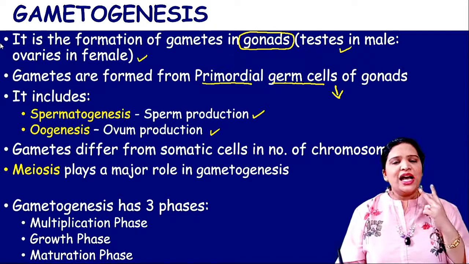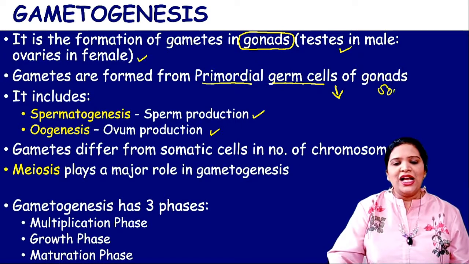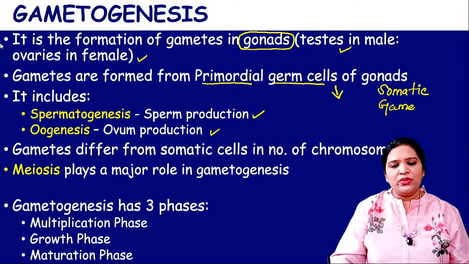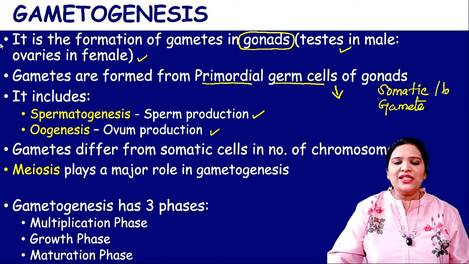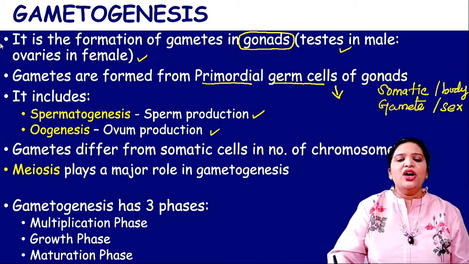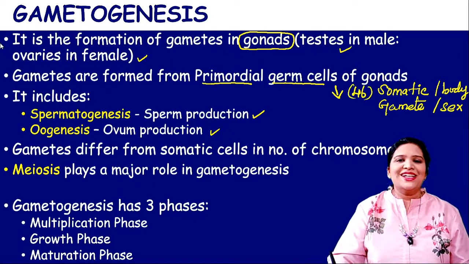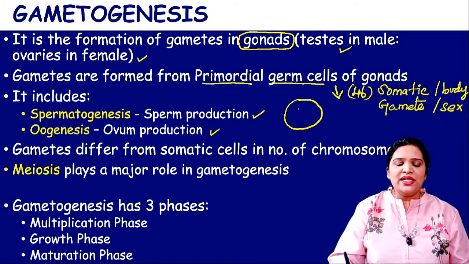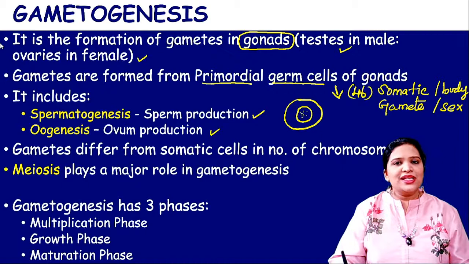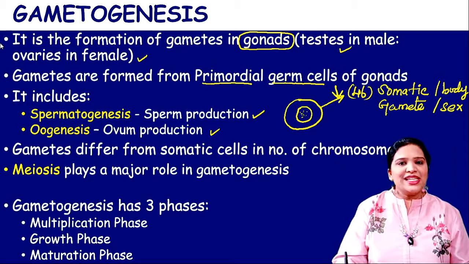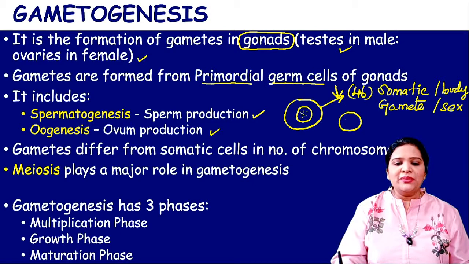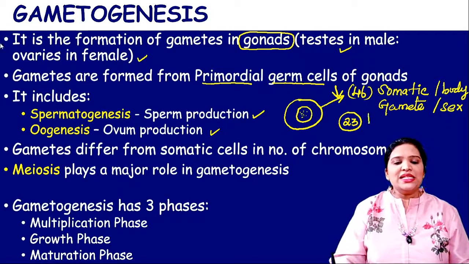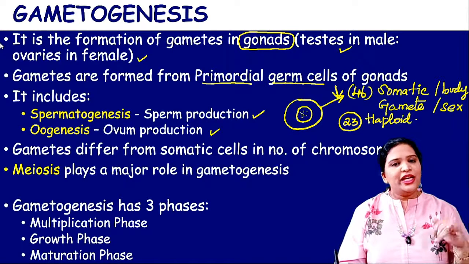See, in our bodies we have two types of cells. One set of cells is called somatic cells and another set is called gamete cells, or body cells and sex cells. The somatic cells contain 46 chromosomes. Suppose this is the cell nucleus, they contain 46 chromosomes in the somatic cells, whereas in the gamete cells it is half the number, that means only 23. So the gamete cells are haploid, but the somatic cells are diploid in nature.